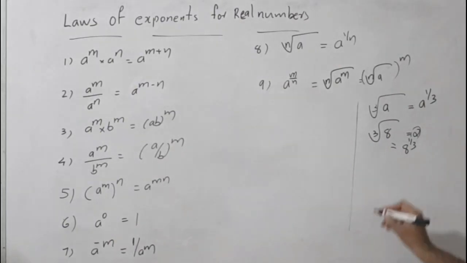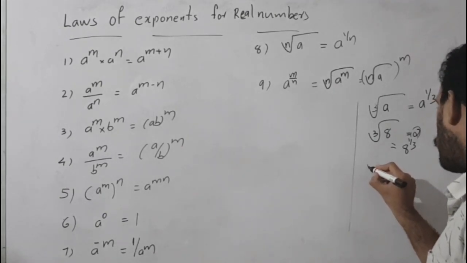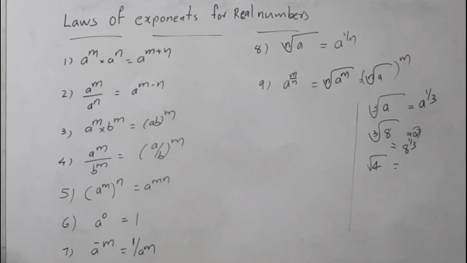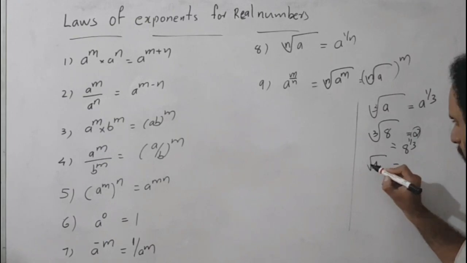Okay, then what is this? How do we express the square root of 4? The square root of 4 means here we do not have any number like this.